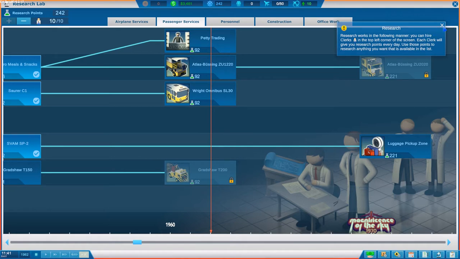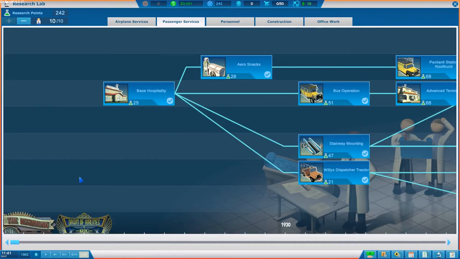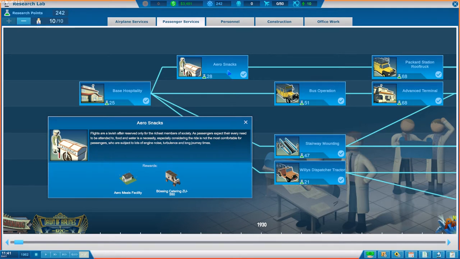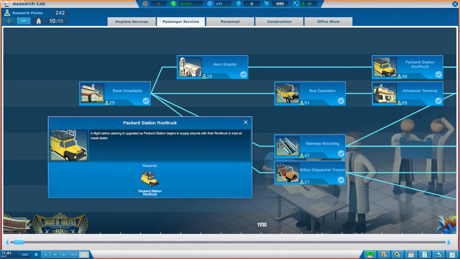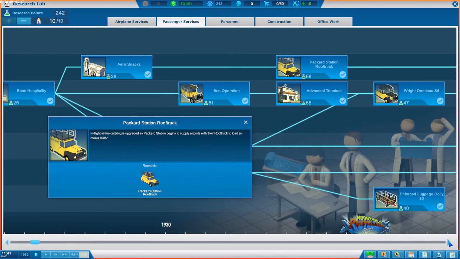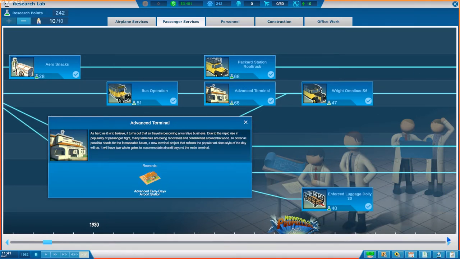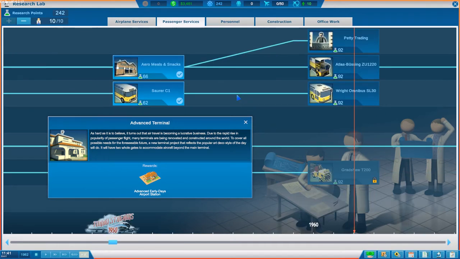If I missed catering. Oops. Aero meals facility, and we had a Packard station, roof truck. Whether that's advanced terminal, I don't think that's connected. I think it's a separate building, and I think it's just the aero meals and snacks. Isn't that aero meals and snacks facility? Demand for, yeah, catering. So that does it.